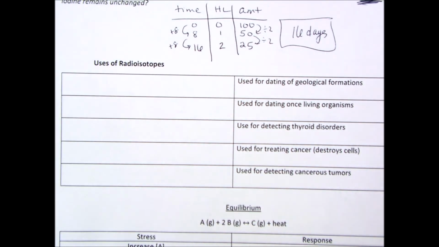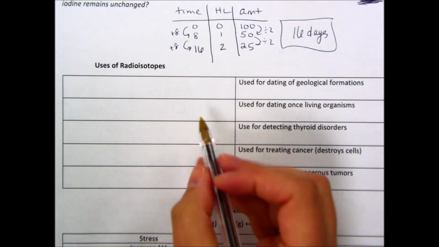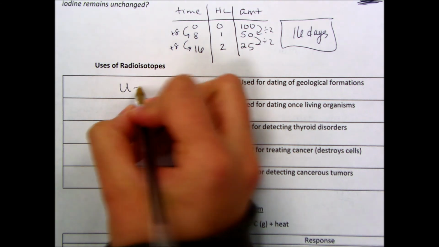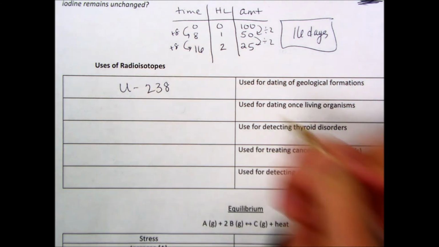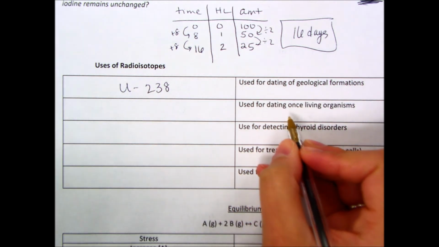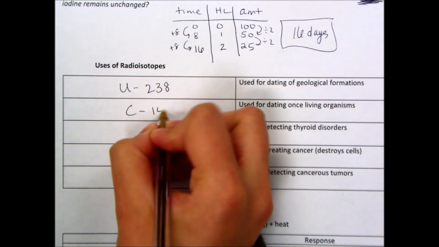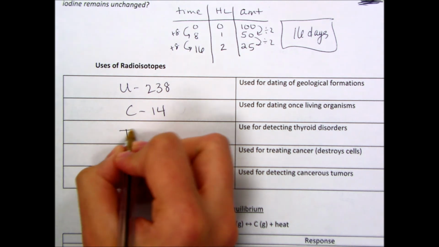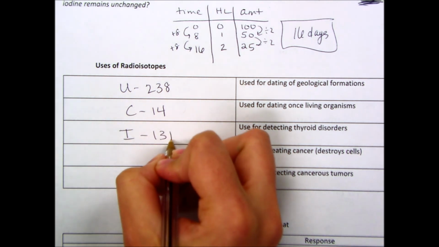Alright, just like in organic where there were 7 reaction types to memorize, you've got 5 radioisotopes that you need to memorize for the Regents exam. So we're just going to go through these quickly. Used for dating of geological formations, that's uranium-238. Used for dating once living organisms is carbon-14. Used for detecting thyroid disorders, that's iodine-131.